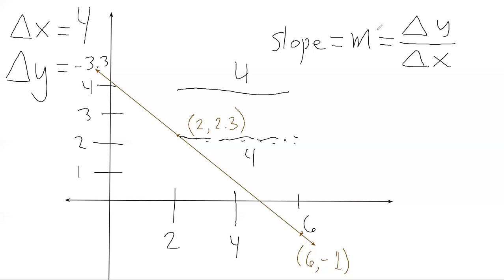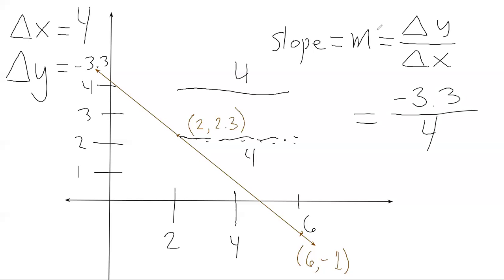So the change in y, in this particular case, was negative. And since we're reading our lines from left to right, our change in x will always be positive. And so it'll be that change in y that determines the slope. We get -3.3 divided by 4.